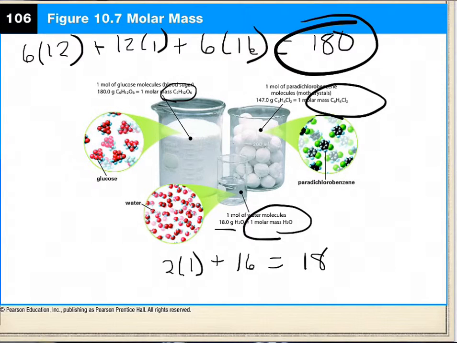Okay, if we look at dichlorobenzene, commonly called mothballs. You're just going to take 6 times 12 for carbon. There's 6 carbons. There are 4 hydrogens. So, add 4 times hydrogen. And then 2 times chlorine, which is 35.5. If you add all those up, you end up with 147.